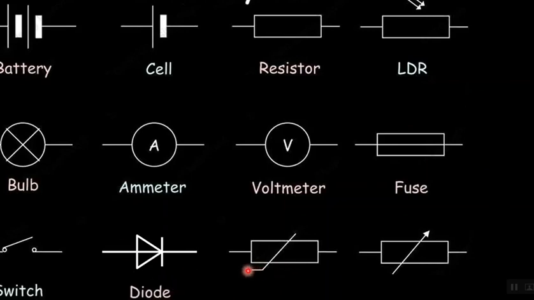This one here with a little tail at the bottom is called a thermistor, and the one with a straight line and an arrow is a variable resistor. Now we can see that the resistor, the LDR, the thermistor, and the variable resistor are all types of resistors, and therefore they all have this rectangular shape. Okay, so now we're going to look at each one individually.